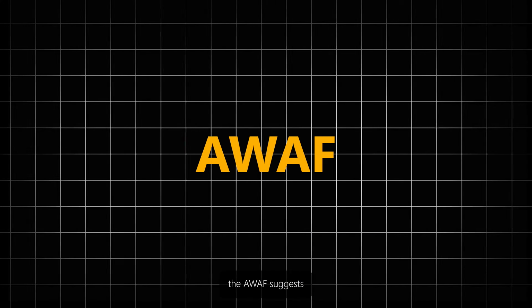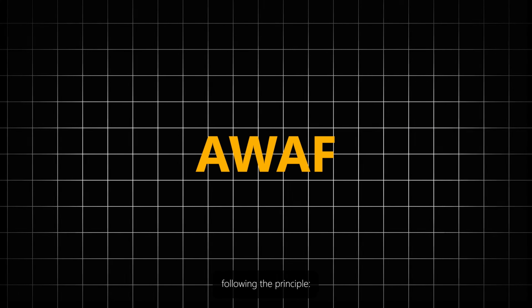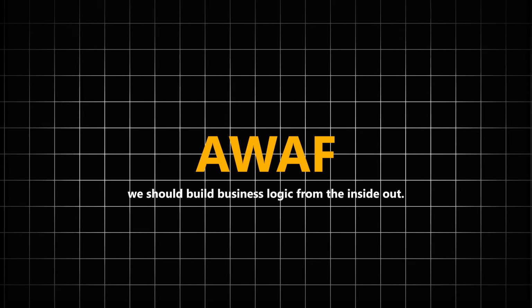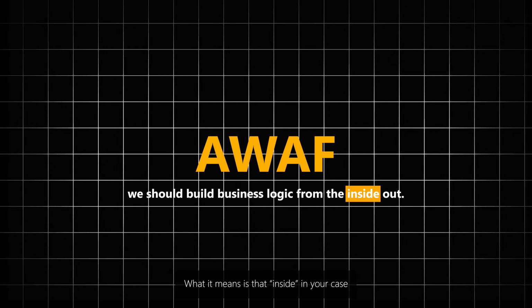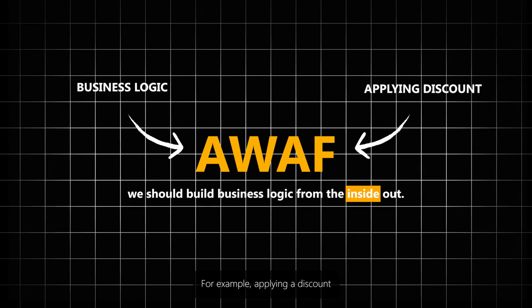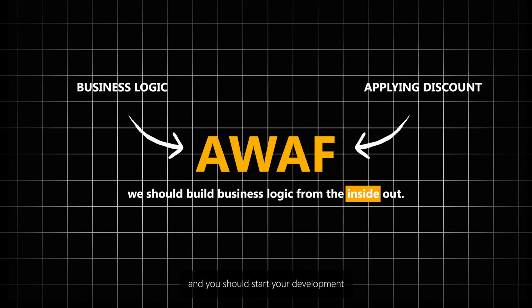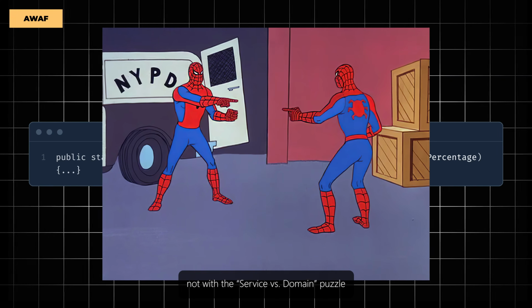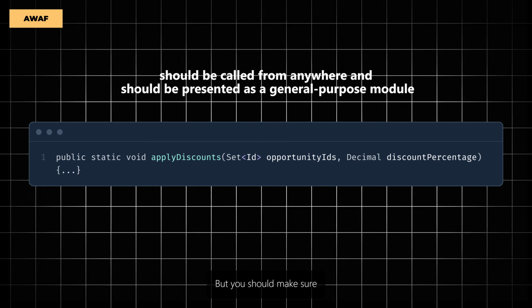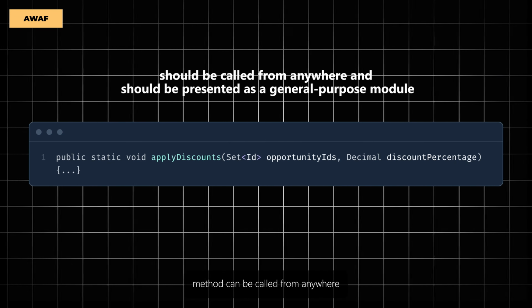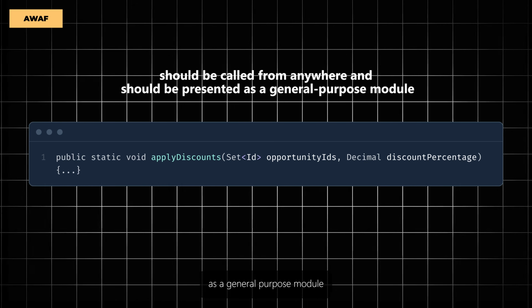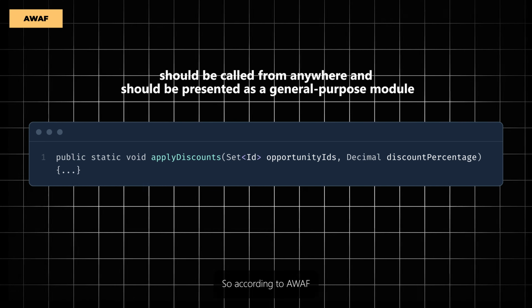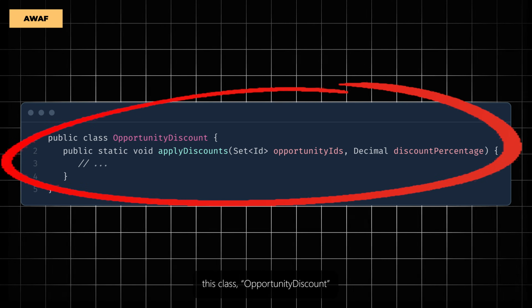In this case, the AWAF suggests following the principle: we should build business logic from the inside out. What it means is that inside, in your core, is business logic. For example, applying a discount. And you should start your development not with the service versus domain puzzle, but you should make sure that this apply discounts method can be called from anywhere, doesn't matter at all, and it should be represented as a general purpose module. So according to AWAF, this class opportunity discount will make the most sense.